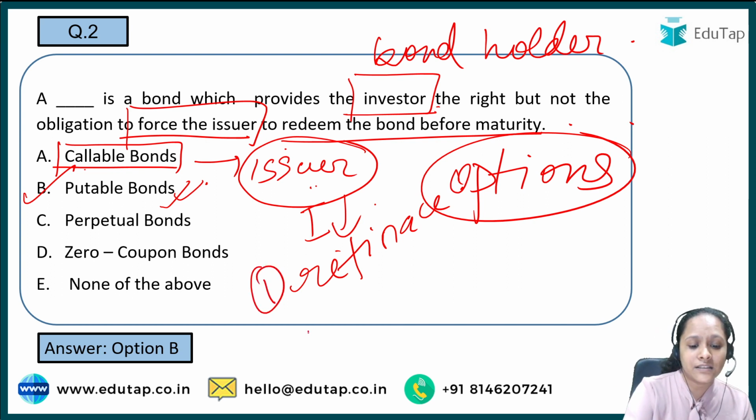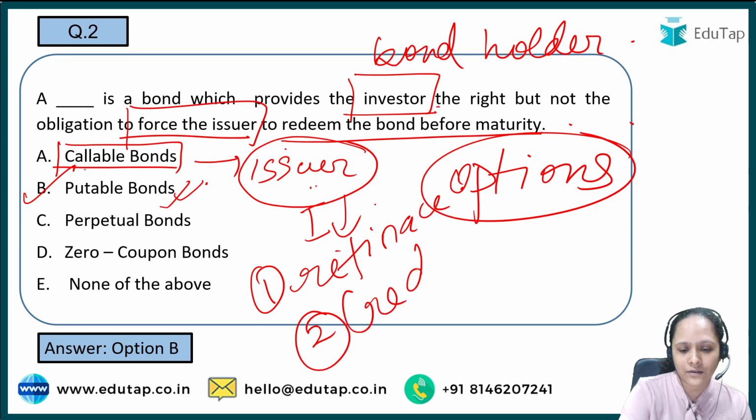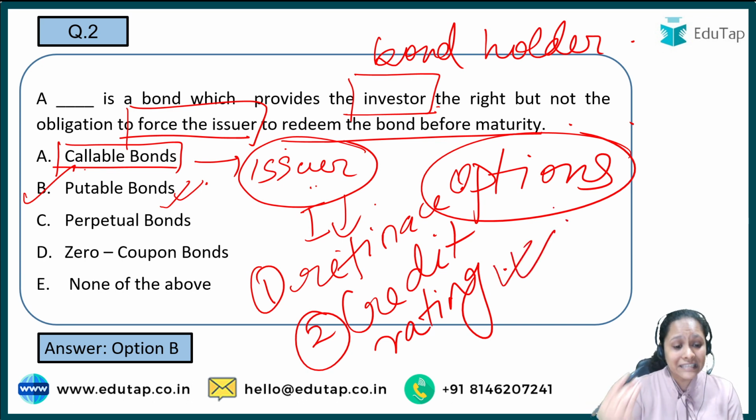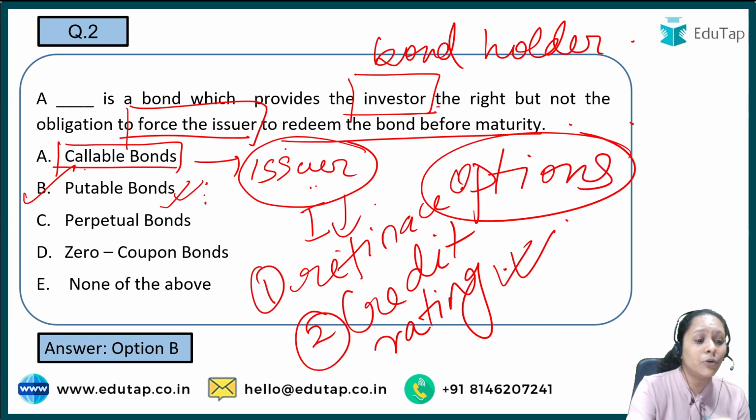Secondly, if the credit rating of the issuer is improved, we have different credit rating agencies in our country, so if the credit rating improves, he can pay less interest rate. So those bonds which are opposite in nature of puttable bonds, which give the advantage to the issuer, are called callable bonds.